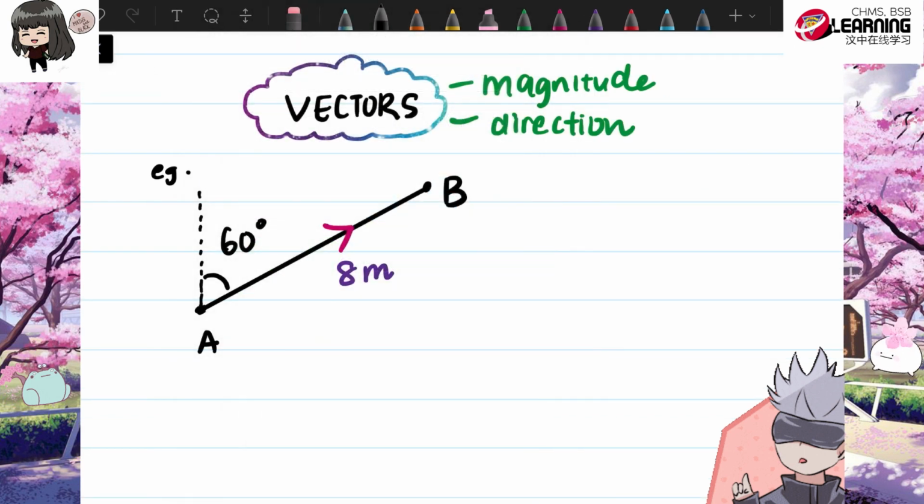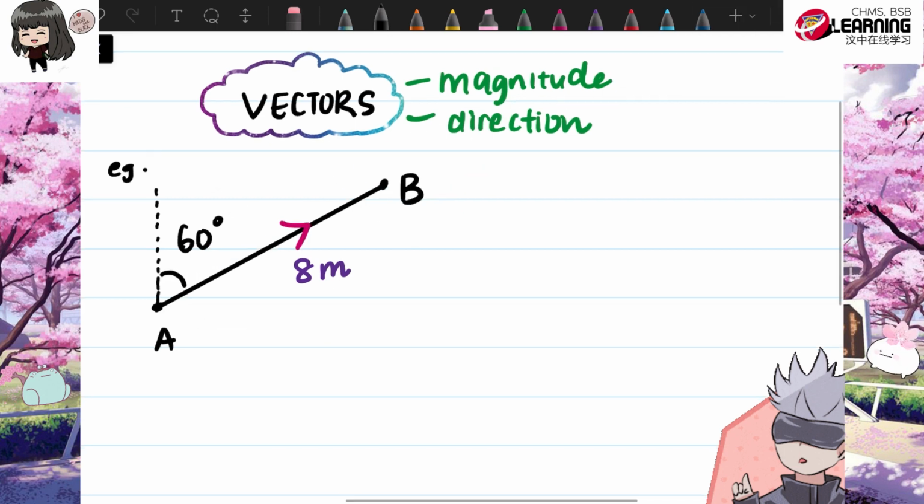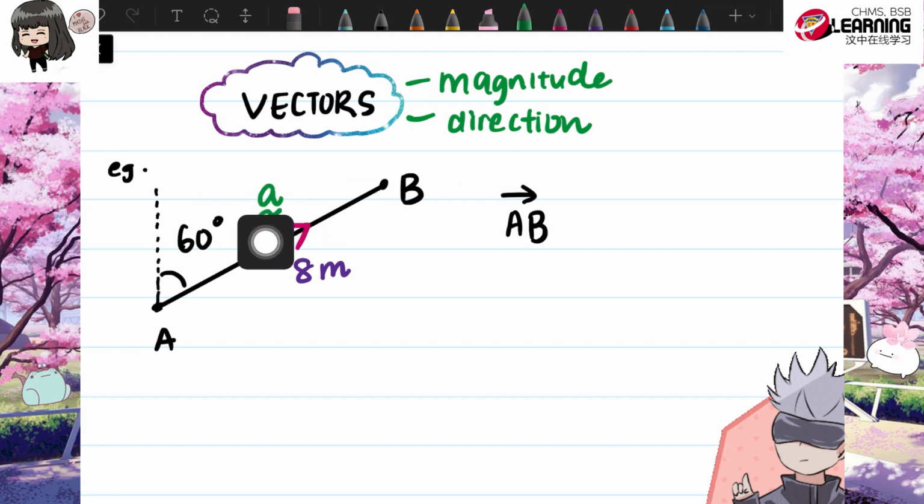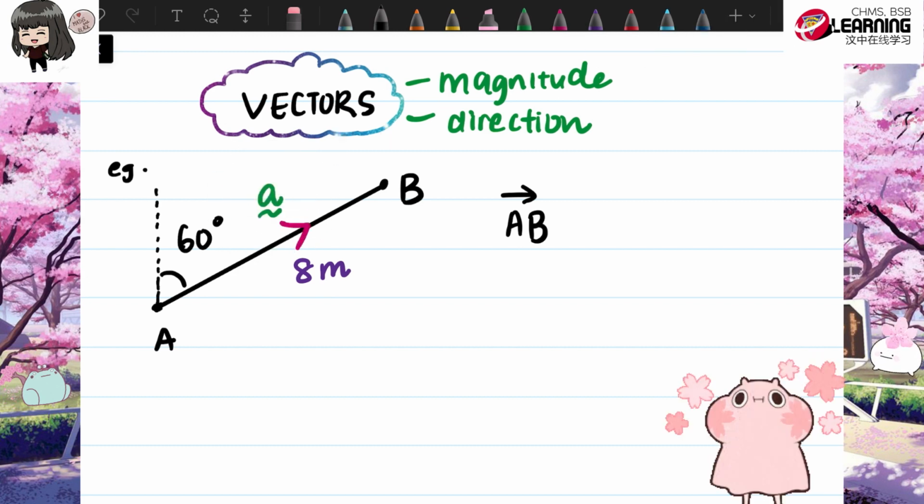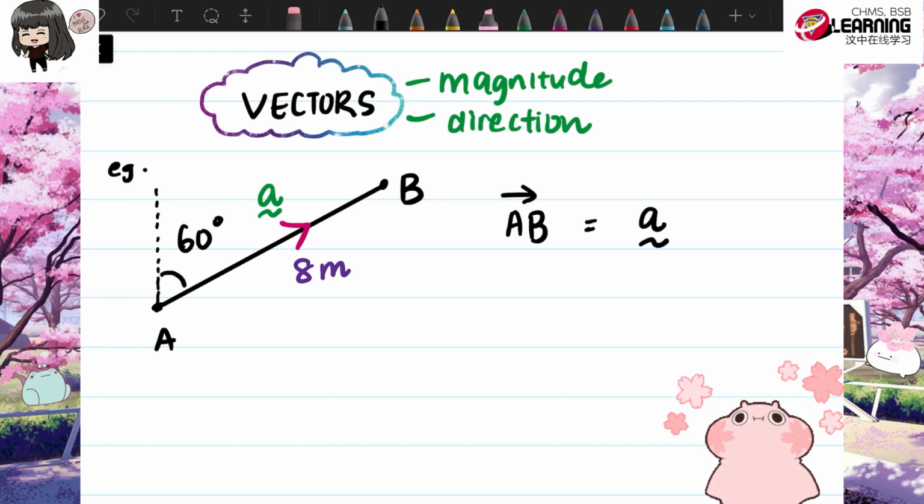So when we say vector of AB, in this case, it is written as AB with the arrow. We read this as vector AB. Sometimes it can also be written as A with a curve at the bottom, the curve sign underneath, which we call vector A. So it can also be written as vector A.